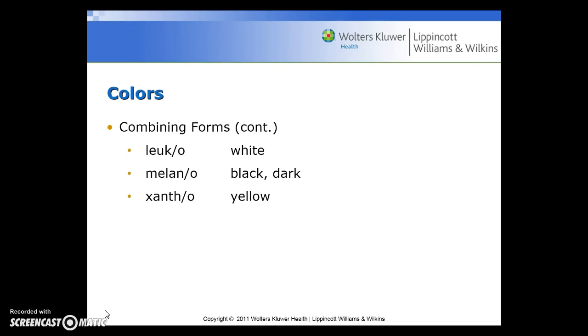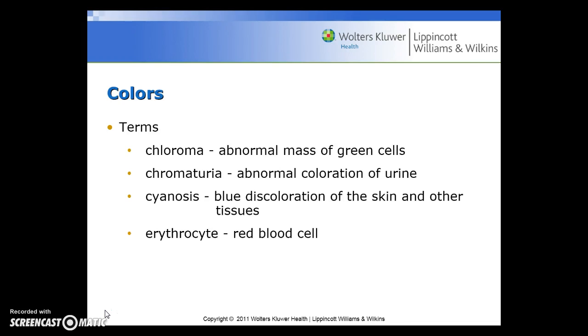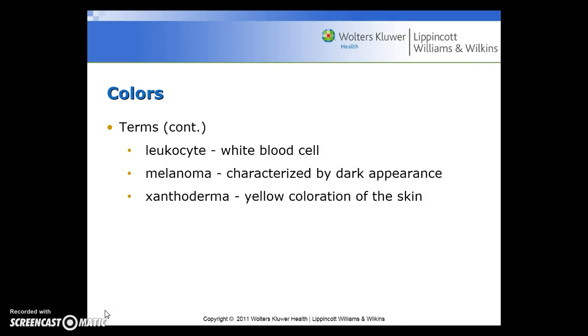dark, xantho for yellow. And some terms that you really need to know are chloroma, an abnormal mass of green cells, chromaturia, an abnormal coloration of the urine, cyanosis, blue discoloration of the skin or other tissues, erythrocyte, a red blood cell, leukocyte, a white blood cell, melanoma, characterized by a dark appearance, and xanthoderma, a yellow coloration of the skin.